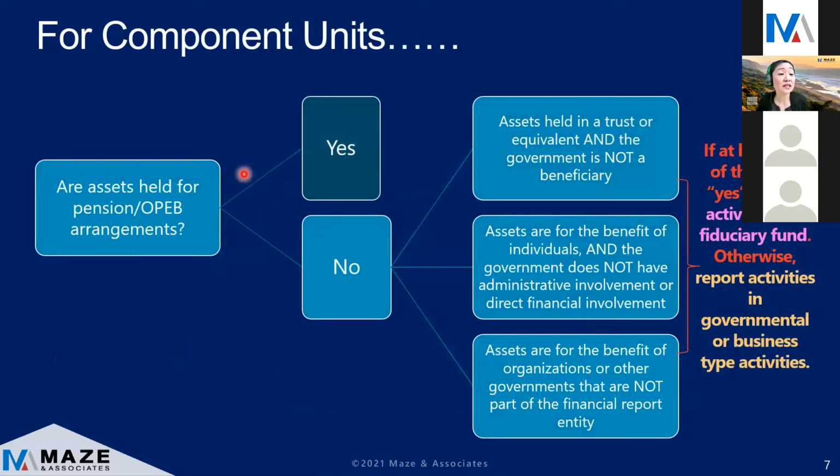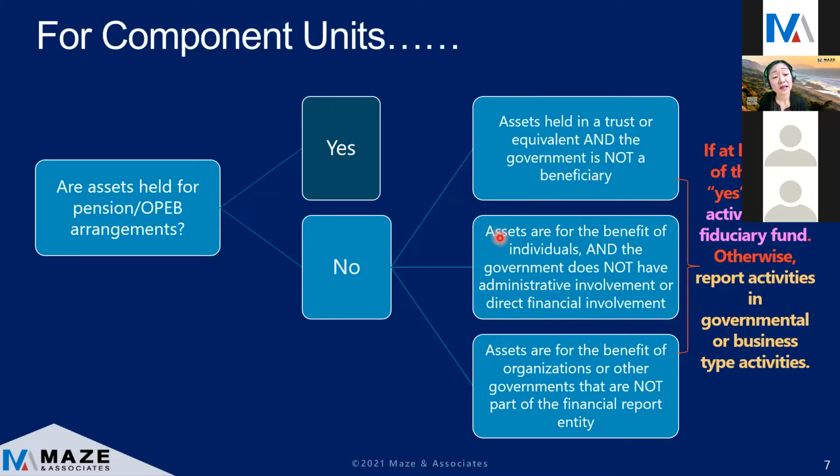Now let's say that it is a component unit, but these assets are not held for pension or OPEB arrangements. So you come to this no conclusion. Then you ask yourself these questions. If any of them is a yes, then you report the activities in a fiduciary fund. Otherwise, report these activities with the primary government, with your governmental funds or your enterprise funds. Okay. So these three questions are: are the assets held in a trust or equivalent and the government is not a beneficiary?